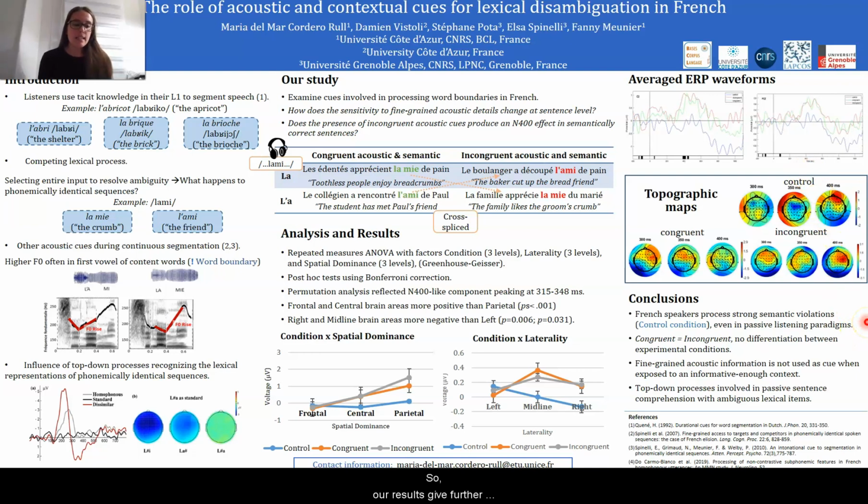So our results give further evidence that listeners processed semantic violations that were present in our control sentences. Moreover, during our passive listening paradigm, listeners did not process congruent and incongruent sentences differently, and this suggests that fine-grained acoustic information is not used as a cue when exposed to an informative enough context. Thus, top-down processes are involved in passive sentence comprehension with ambiguous lexical items.